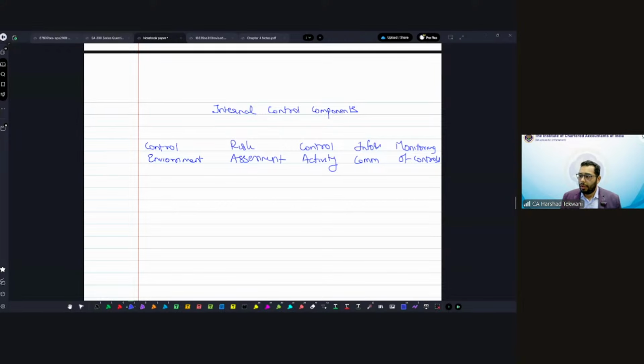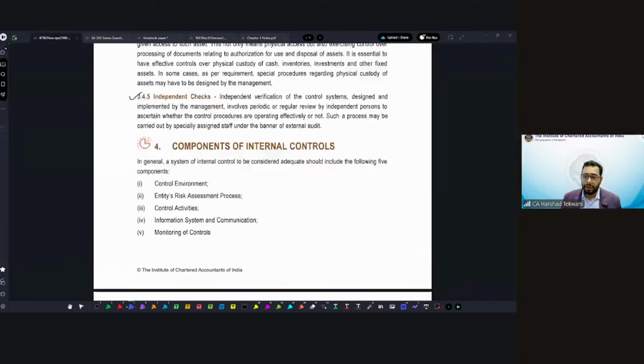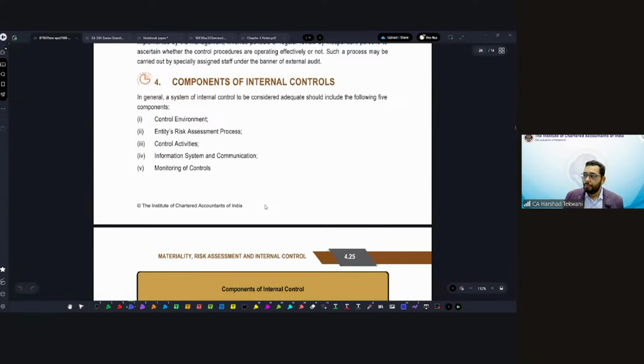Okay. Let's go to the study material. From there, we will go through the components of internal control. Okay. So, as we discussed, control environment, entity's risk assessment process, control activities, information system and communication, and monitoring of the controls are the very important five components of internal control, from which you can say the control has been designed appropriately. If you have these five things, your control is good. And this is necessary.